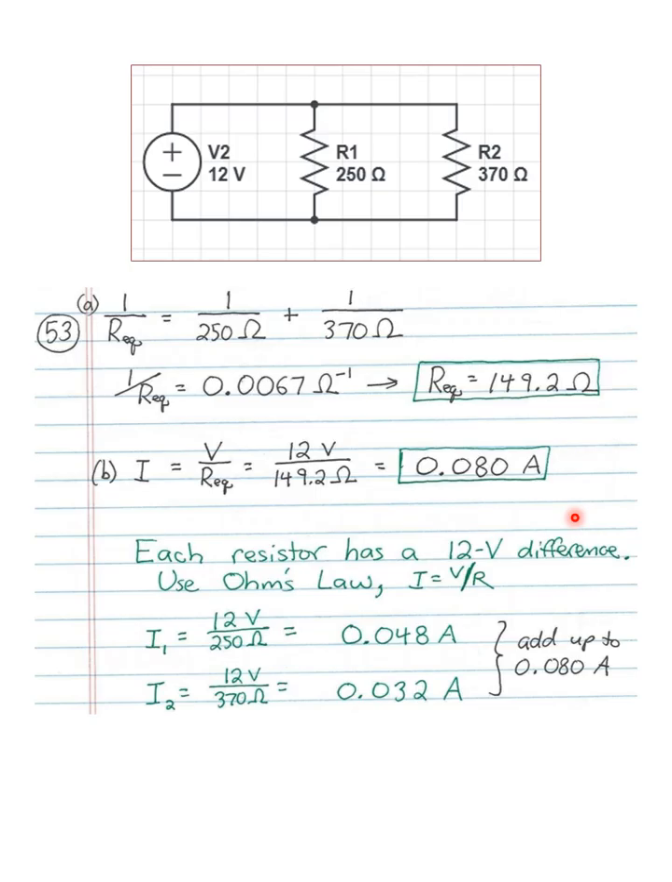We're going to use Ohm's law to figure out what the current through each one is. So through that first resistor, it has 12 volt drop across it divided by its 250 ohms, and we get 0.048 amperes. The second resistor is a 12 volt drop divided by 370 ohms, 0.032 amperes. We can check our work. Notice that they both add up to the original 0.080 amperes, and also notice that the resistor with the lesser resistance, 250 ohms, is getting more of the current.